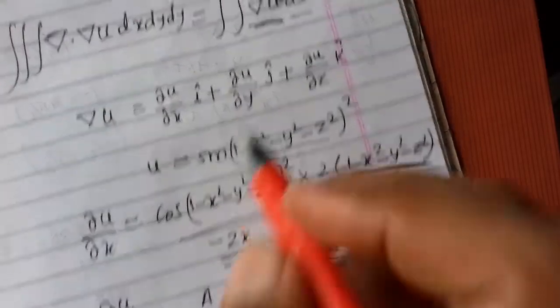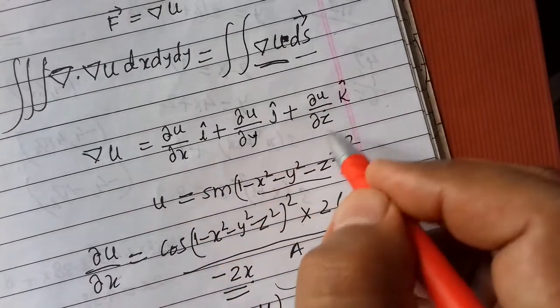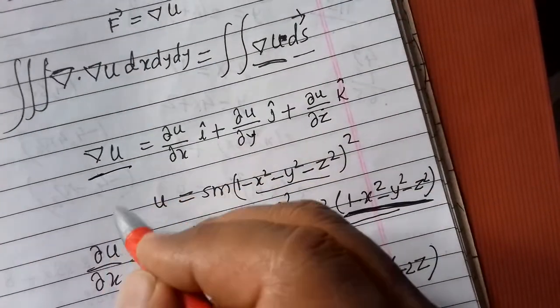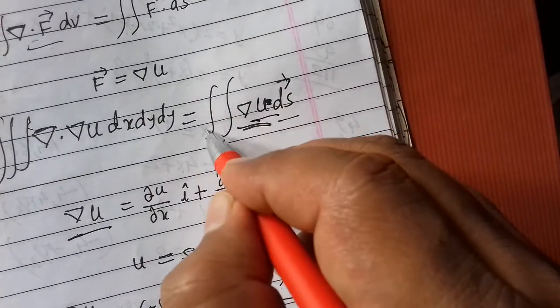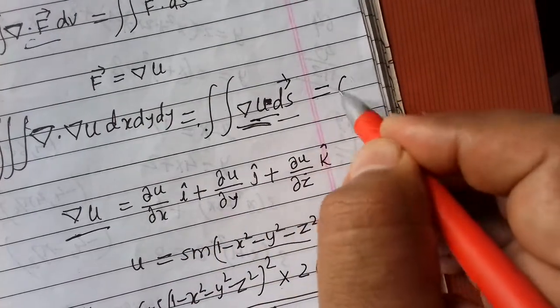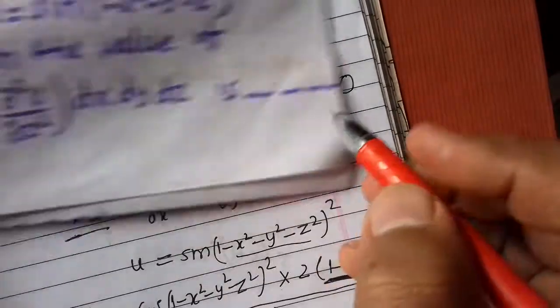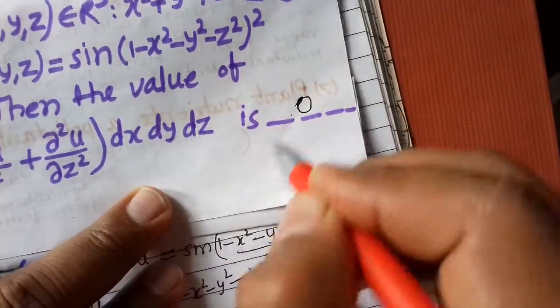So all will be 0. This means that del u by del x, del u by del y, del u by del z are 0, 0, 0. So gradient u is 0. 0 is a constant, you can take it out. So 0 into something is always 0. So our correct answer will be 0. Here you have to write 0 in this blank space.